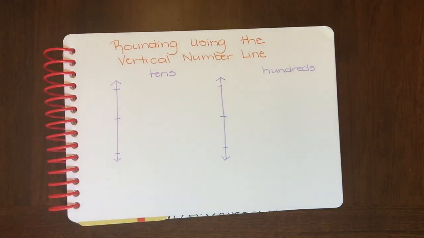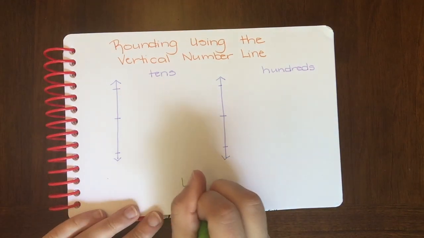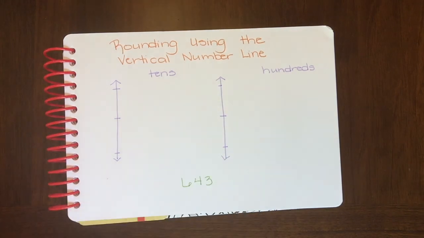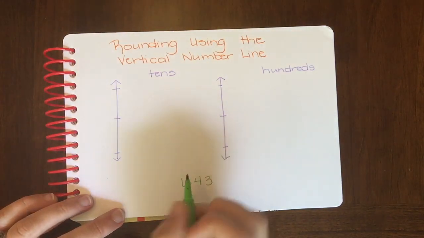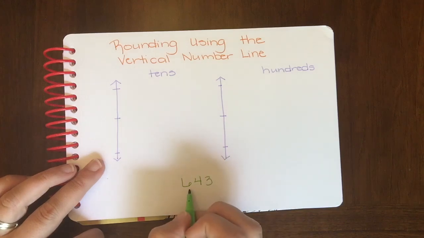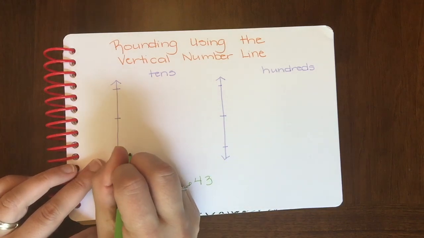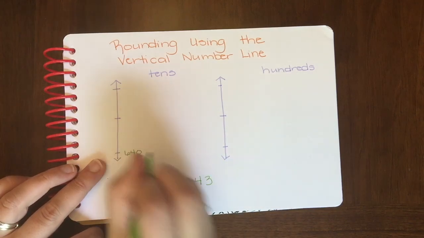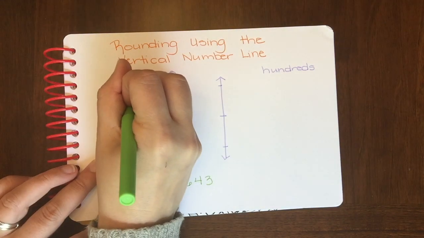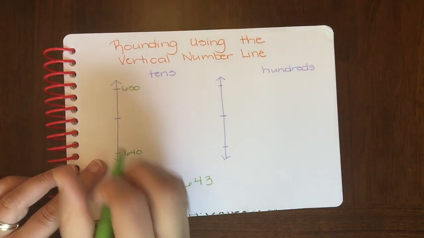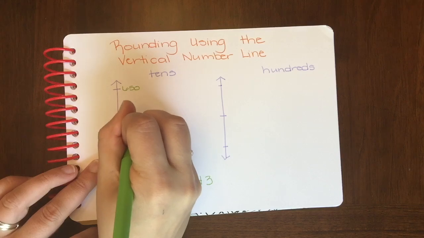Let's come up with a number. Let's see, how about 643? Okay, so I'm going to put my tens, the 10 below. So the 10 below 643 would be 640. The 10 above would be 650. In the middle is 645.